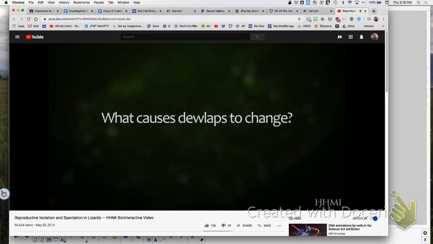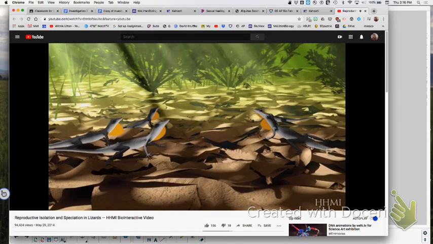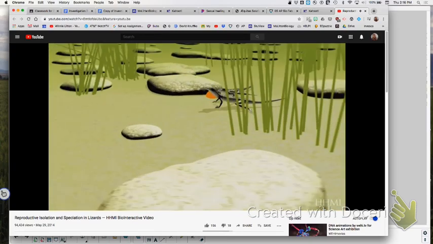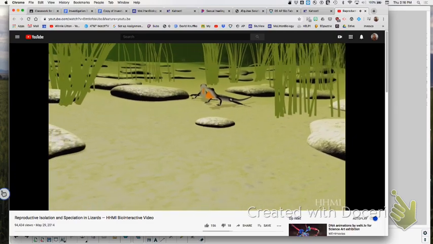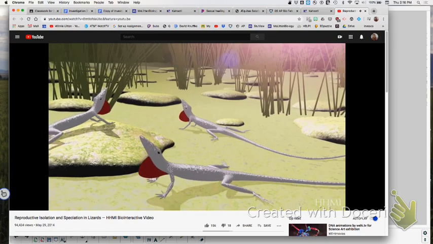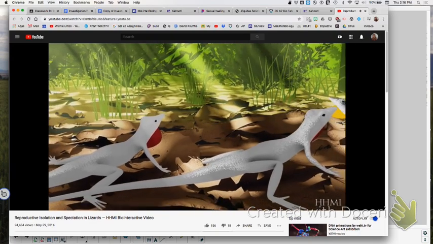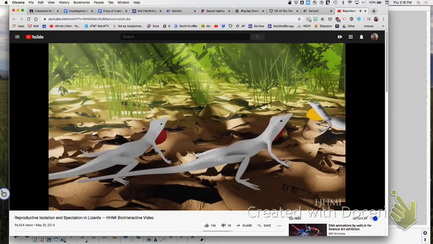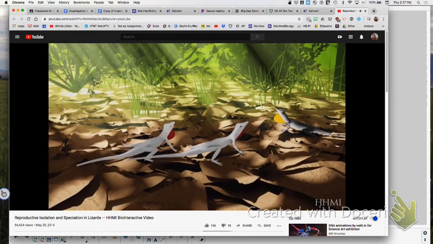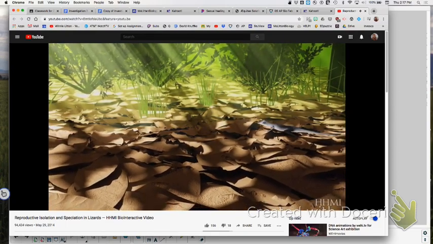Okay, let's master our Chromebooks and pay attention. Now, suppose that a population of these lizards ended up in an area that was much more open and sunnier. In that case, a light-colored dewlap isn't very effective. So over time, the population would evolve by natural selection to have darker dewlaps. If for some reason these two populations come together, the females would no longer recognize the males as members of the same species. They wouldn't mate. They would be reproductively isolated.